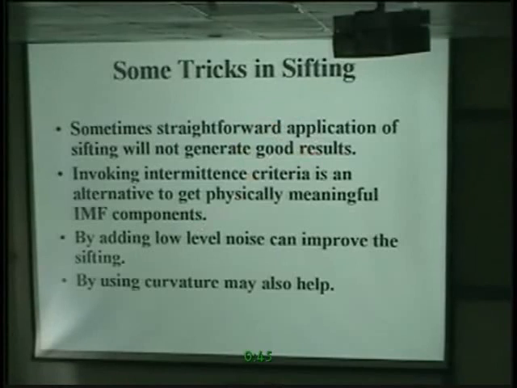So strict application sometimes may not generate a good result. Using intermittency, you get better, but that's not enough. And sometimes I use curvature, and this is one trick that I used before: to add low level noise. This eventually led to the true ensemble, where we add high level noise. We don't add only low level noise, but low level noise, however, sometimes works wonders.